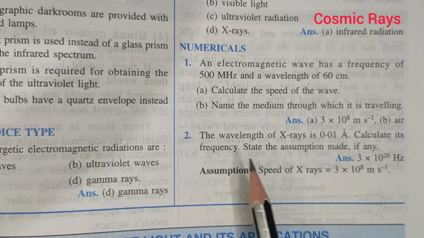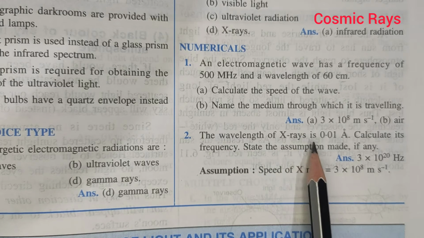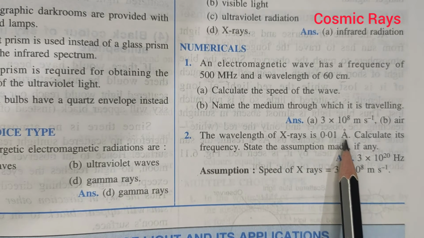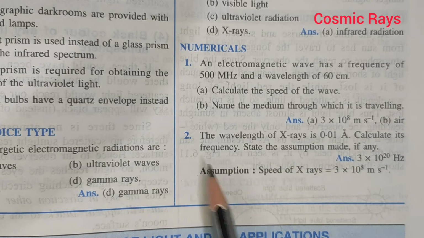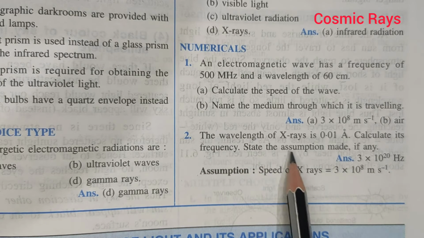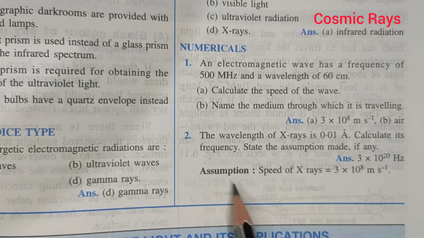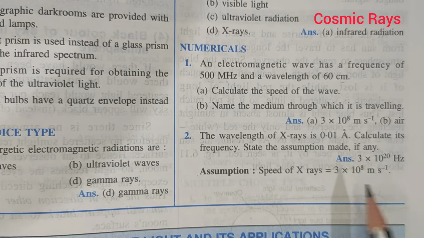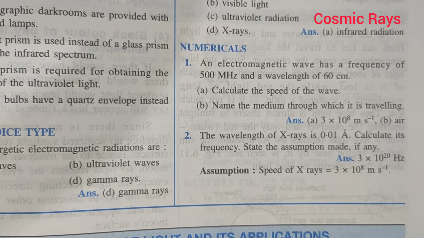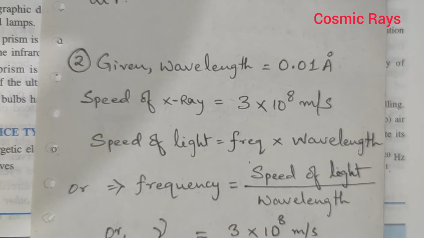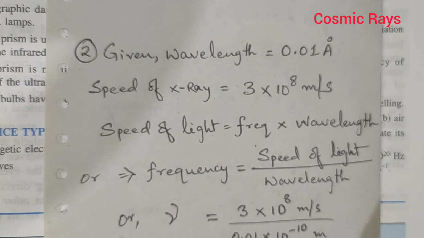The second question says the wavelength of X-rays is 0.01 angstrom. We have to calculate its frequency and we have to state the assumptions made, if any. So they have already given in the question that the assumption is speed of the X-ray is same as the speed of light, that is 3 into 10 raised to the power 8 meter per second. So here we have written the given things.